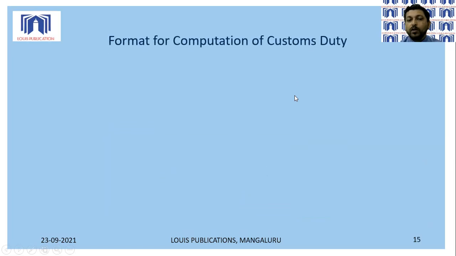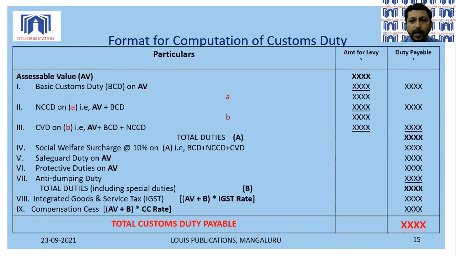Then we talk about computation of customs duty. We have heard various kinds of duties: basic customs duty, we spoke about IGST, then we have countervailing duty, NCCD, social welfare surcharge, safeguard duty, product specific imports from China, safeguard duty on such, re-importation duty, GST compensation cess. How it will be placed in this particular format, it is very, very important for everyone to understand.